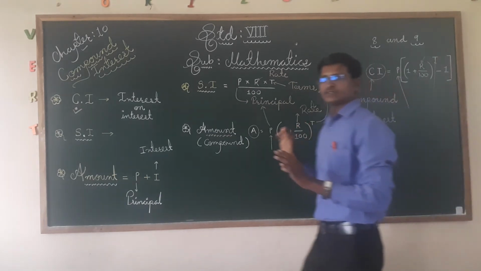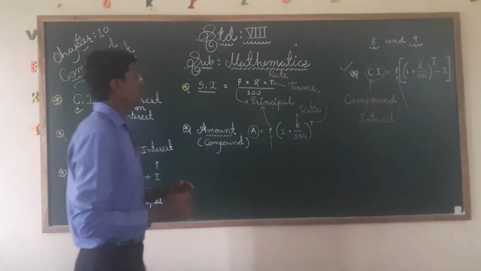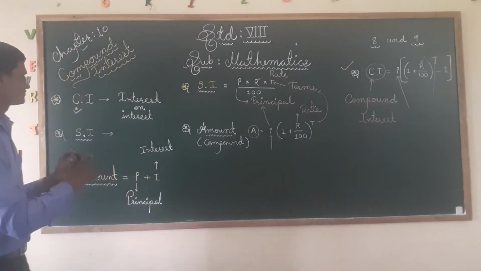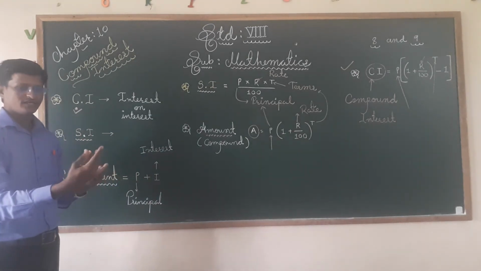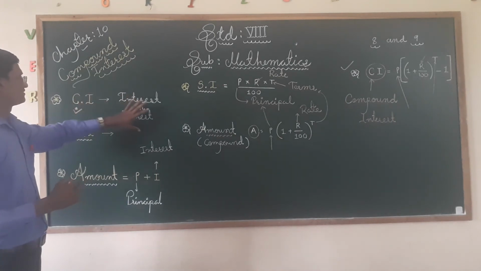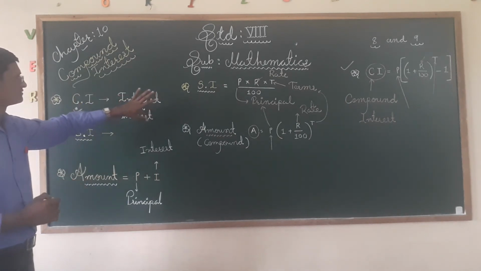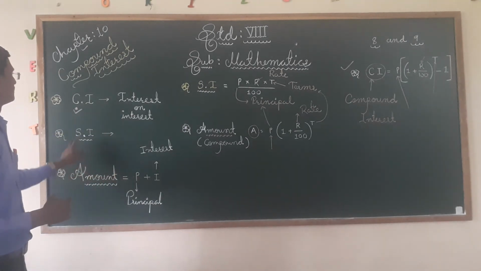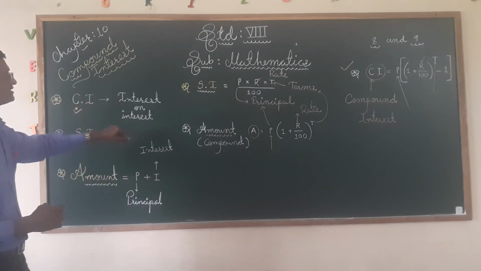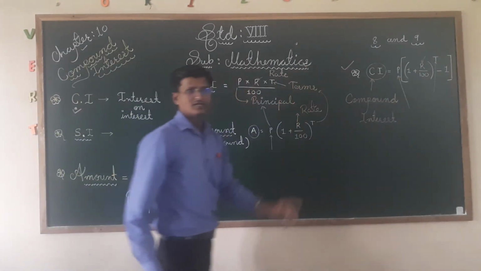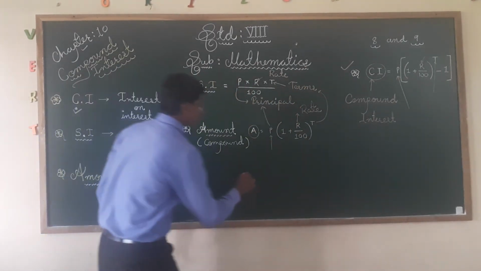So this is some information about this chapter. What is compound interest? It is interest on interest, whether it is for 1 year, 2 years, or 3 years. In Gujarati you are aware, so that also we try to understand. Compound interest is interest on interest. Simple interest is PRT upon 100. Then this formula.